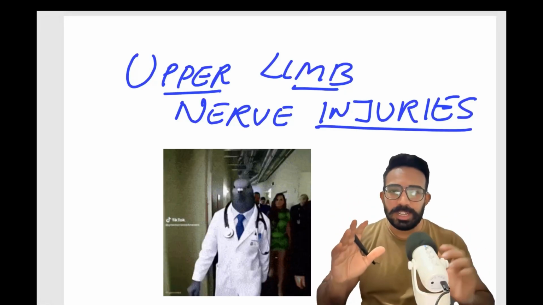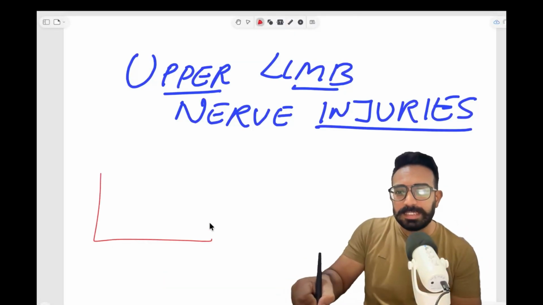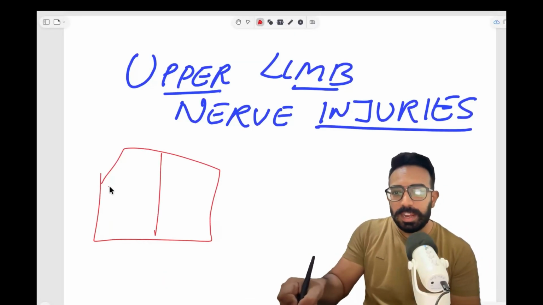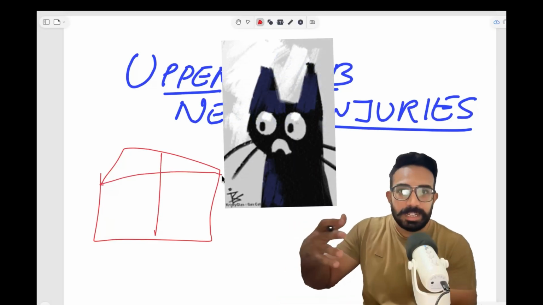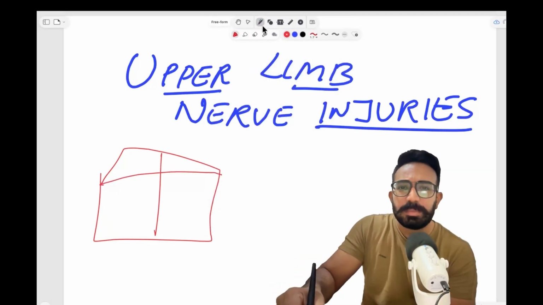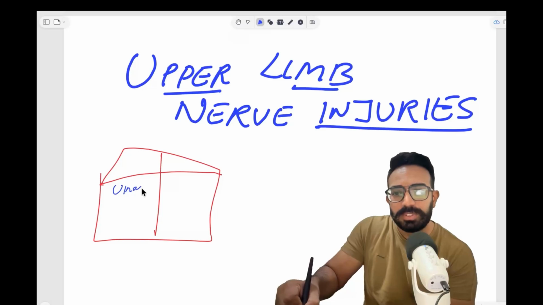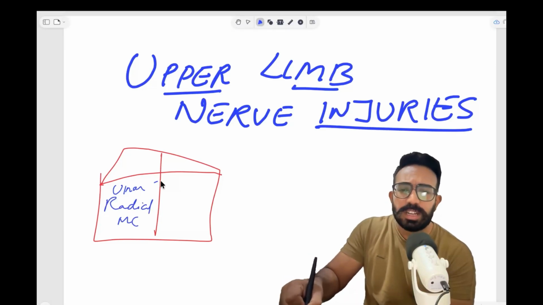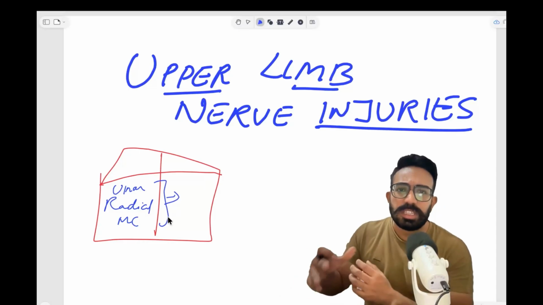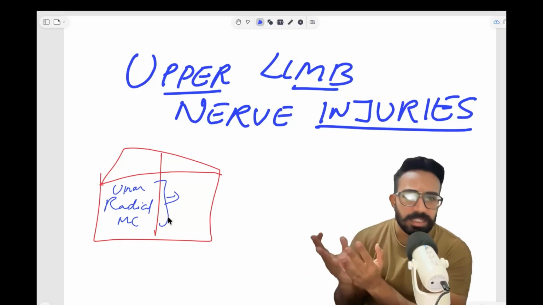Most medical students have a table like this in their notes. Let's say this is a table, very badly drawn, but they have the nerves, ulnar, radial, musculocutaneous, and on the right side of the table they write down the effects of nerve palsies and nerve injuries.